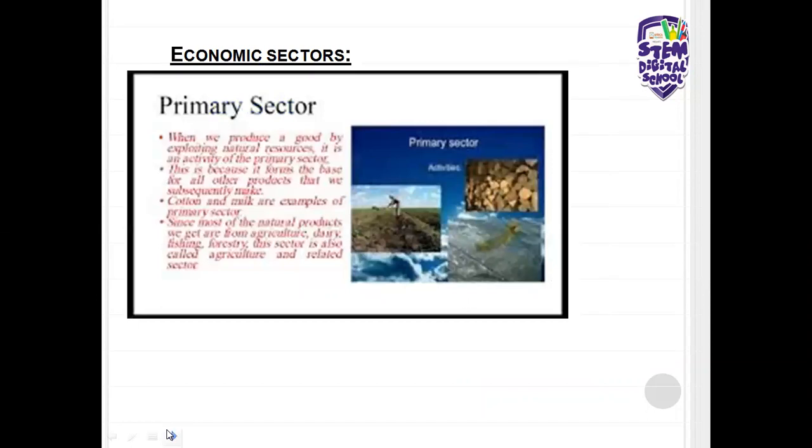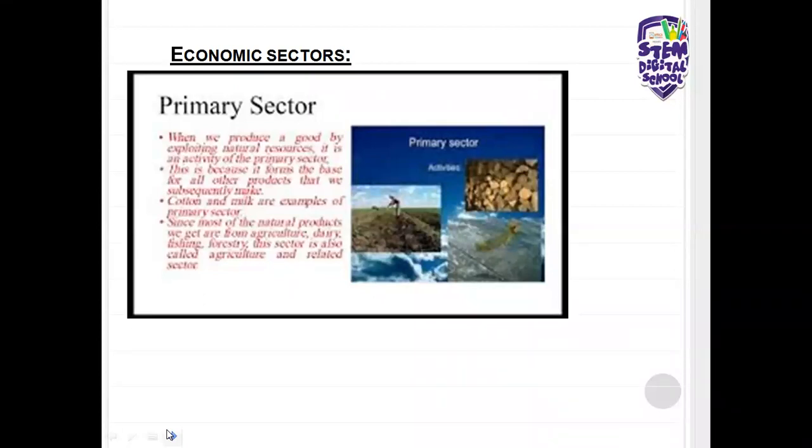Now we're going to take each of the sectors and look at them, starting with the primary sector. Sorry about that, I know the words and the picture are not quite clear there, but I will tell you what is standing there. First, they say when we produce a good by exploiting natural resources, remember those words, natural resources, it is an activity of the primary sector. This is because it forms the base for all other products that we subsequently make. Cotton and milk are examples of the primary sector. And since most of the natural products we get are from agriculture, we sometimes also talk not about the primary sector, but about the agriculture sector.